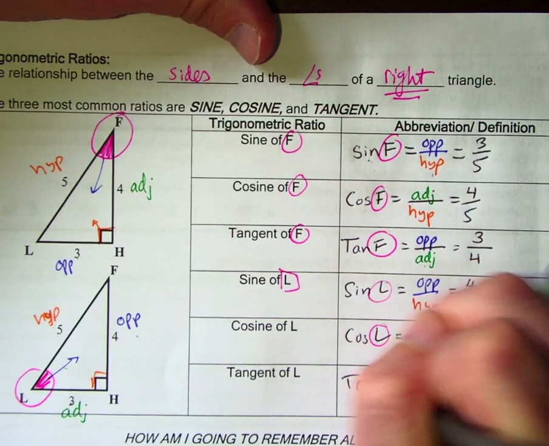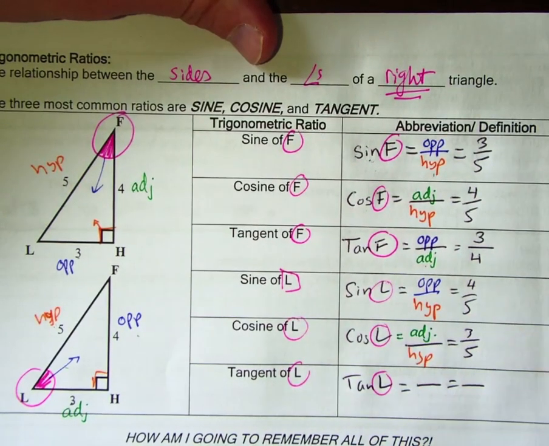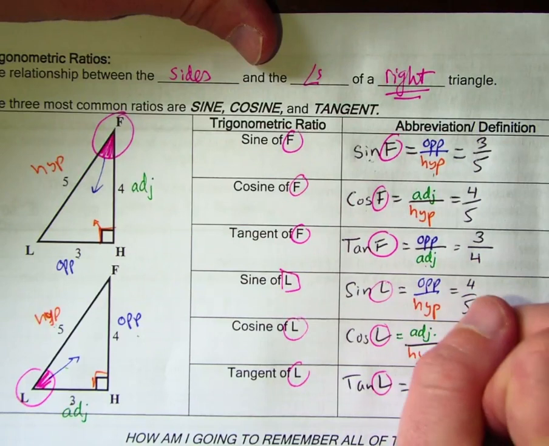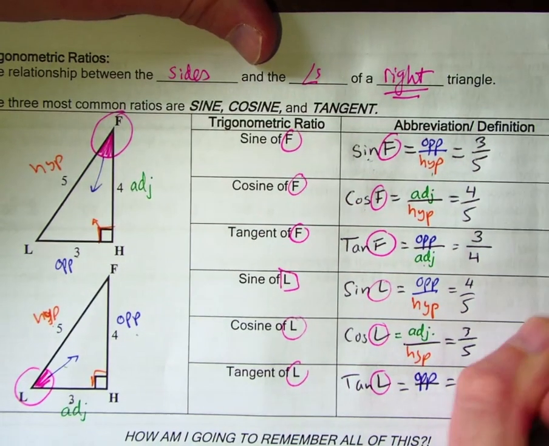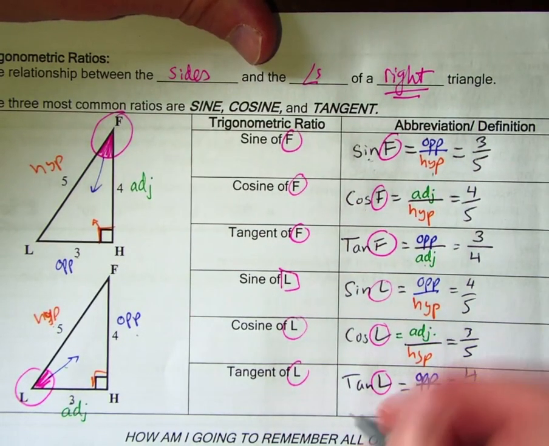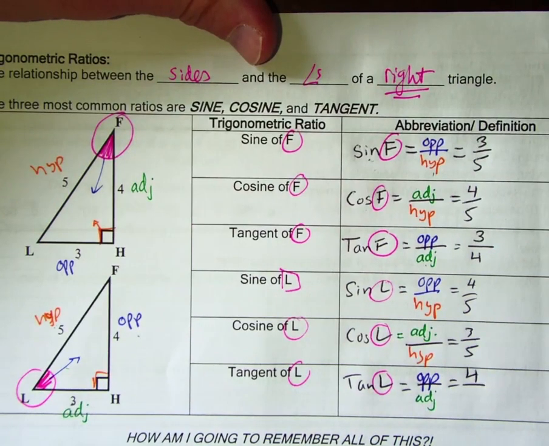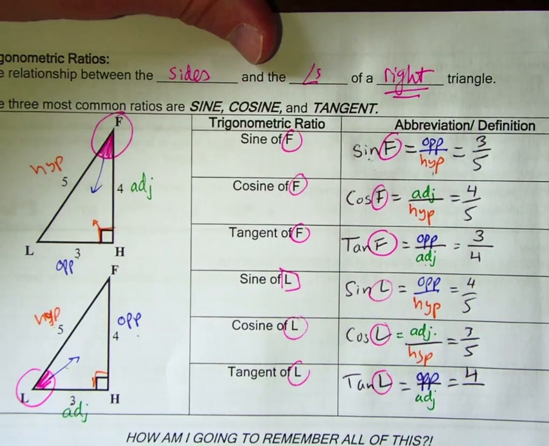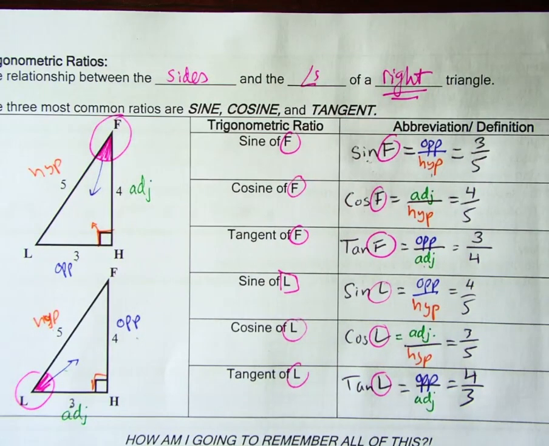Again, these are all my new reference angles. Tangent is my opposite, which is 4, over the adjacent, which is 3. And there we have it.